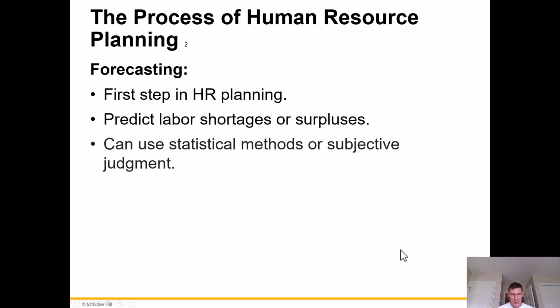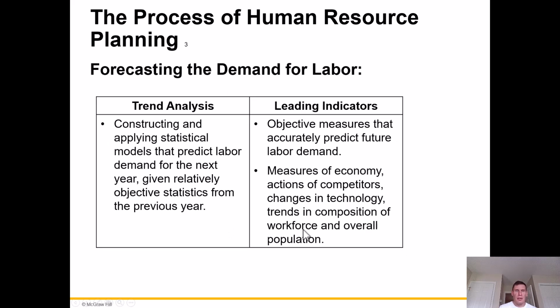So the first one, forecasting. This is the first step in HR planning. So this is where we predict whether we think we'll have a labor shortage or a labor surplus, so not enough workers or too many workers. We might use statistical methods, possibly regression, or subjective judgment, or frankly both. We may combine quantitative and qualitative methods.